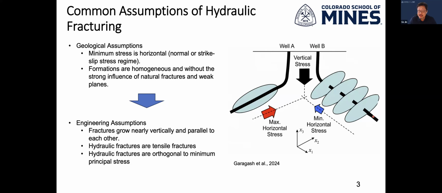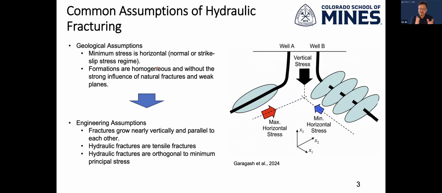So this is a good hypothesis, but it is underlain by some geological assumptions, right? First, the minimum stress is horizontal. No one really does regular hydraulic fracture unconventional development in a thrust fault regime, right? Because your hydraulic fracture will be parallel, horizontal in that case. And also we assume that the formations are homogeneous and without strong influence of natural fractures. That's a big assumption, but we can't tell how good it is.